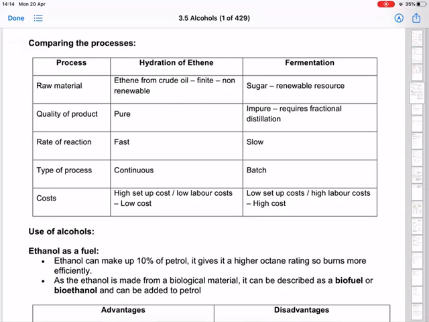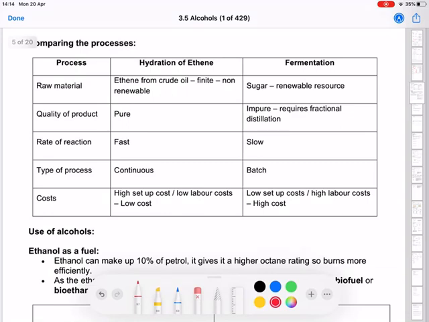In terms of the two processes, comparing them, fermentation tends to be from a renewable source and is deemed to be carbon neutral, which we'll deal with a little bit later. It's not pure, you only get about 15%, which means you need to do distillation after that. You can't speed it up really because at temperatures over 40 degrees C, the enzyme becomes denatured. And it's what we call a batch process. So you make a load, clear the apparatus out, start again, make another load, and so on. The setup costs are pretty low, but the labour costs involved are quite high. So it's an expensive ongoing cost.